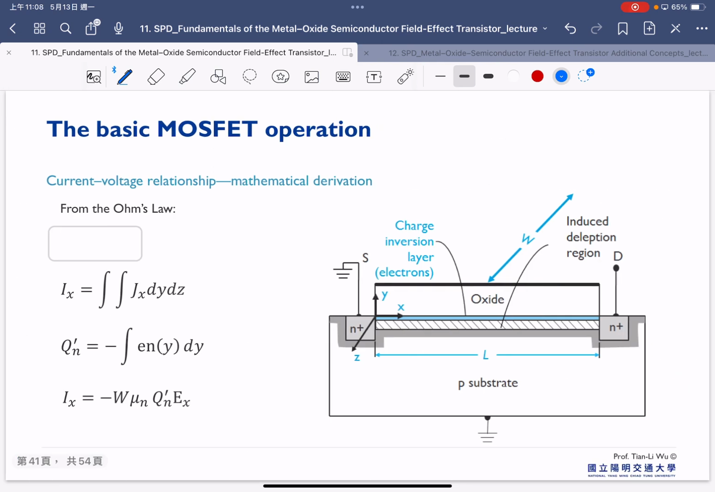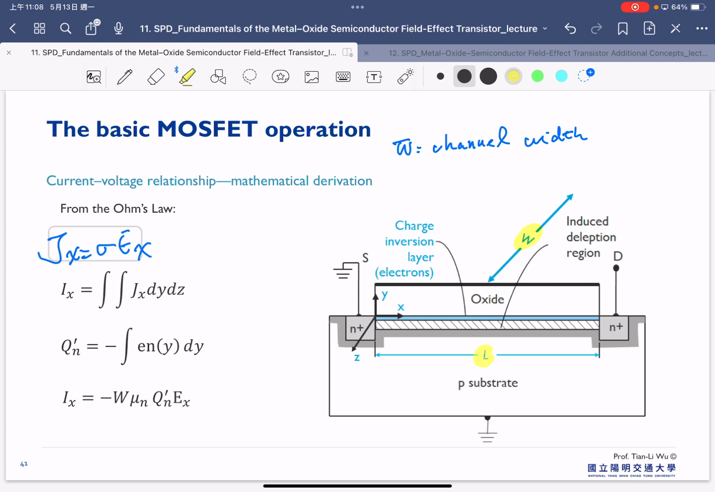So we're starting from the basics. The first one is Ohm's law. We all know the current is linearly dependent on our electric field, as shown here, so that's a basic equation. And you can look at this schematic. There are two very important dimensions we have to know. The first one is W, which is the channel width. And another important dimension is L, which is the channel length. So we have W and L as shown here.